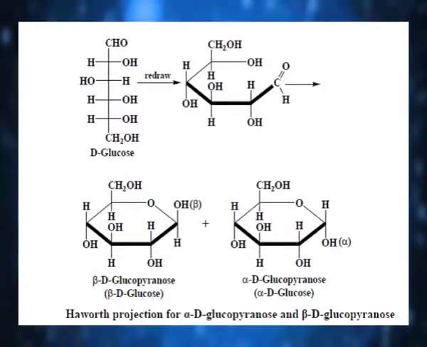In the terminology of carbohydrate chemistry, the designation beta means that the OH on the anomeric carbon of the cyclic hemiacetal is on the same side of the ring as the terminal CH2OH. Conversely, the designation alpha means that the OH on the anomeric carbon of the cyclic hemiacetal is on the opposite side of the ring as the terminal CH2OH.